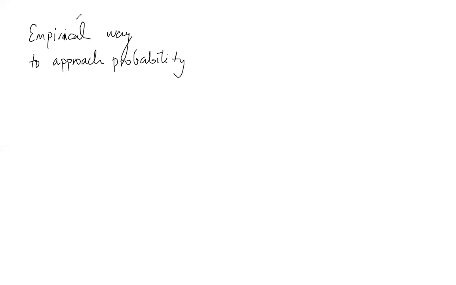Of course, this is what we call the empirical way to approach probability, right? Which means you actually have to do experiments, right? Okay.